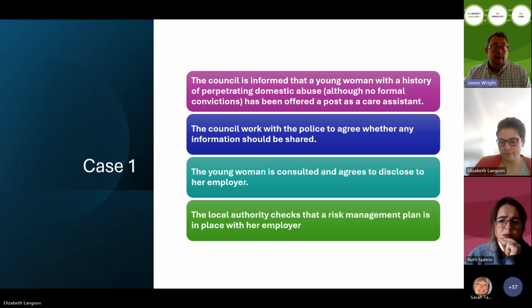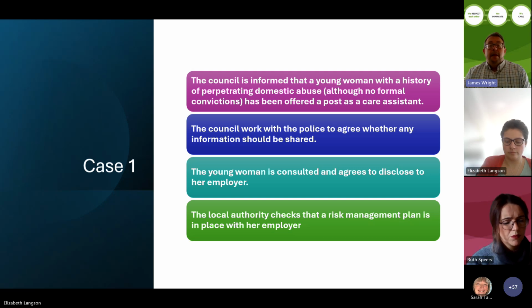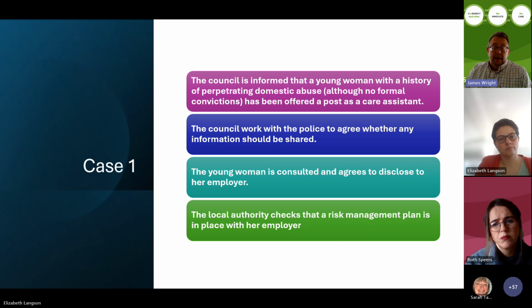So she agreed to do that. A few days later, I contacted the care home manager and I checked that the young woman had made a disclosure. The manager advised me that she had, and that they had put a risk assessment and risk management plan in place, and that young person then continued with their apprenticeship. So I think that's our first example.